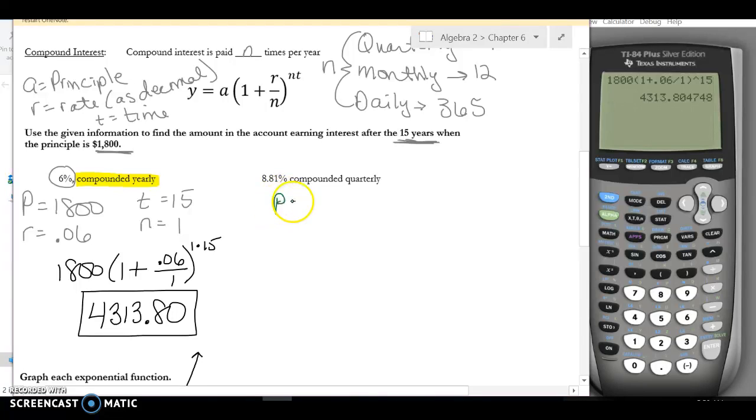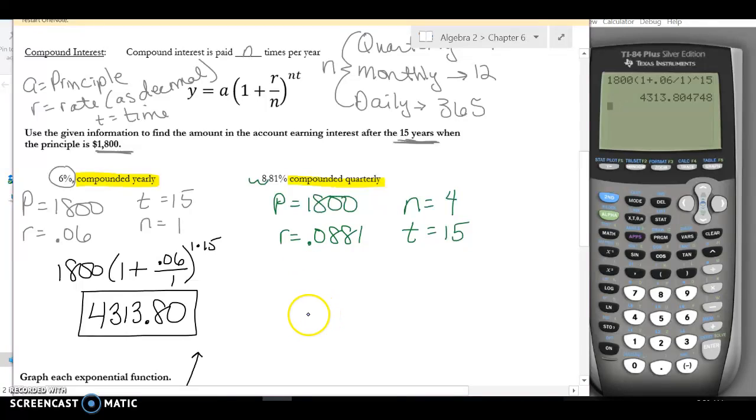Okay, so let's try the next one. So my P is still 1,800. My R for this one, I need to move the decimal 1, 2. It's 0.0881. My n, this one is found by compounded quarterly, and quarterly means that it happens 4 times a year. And my t is still 15.